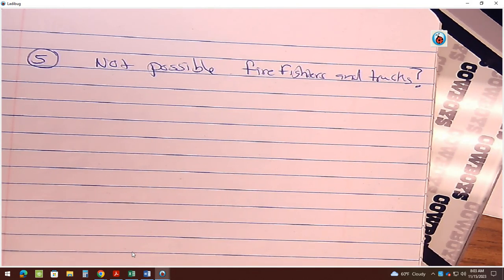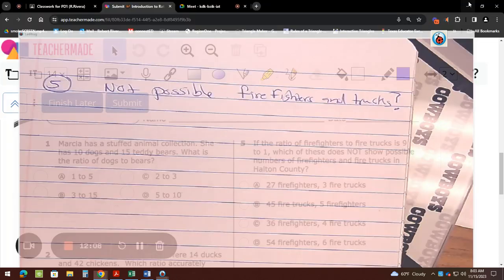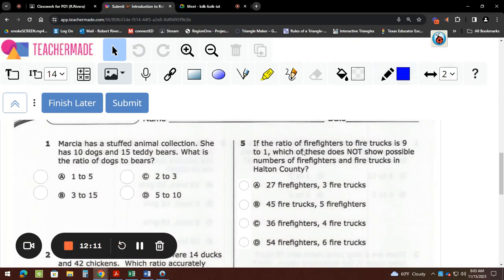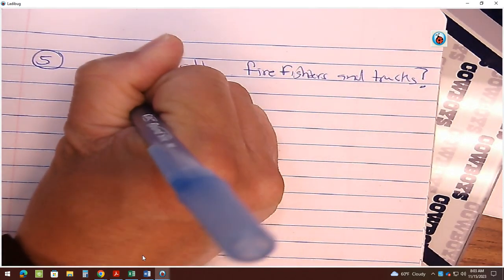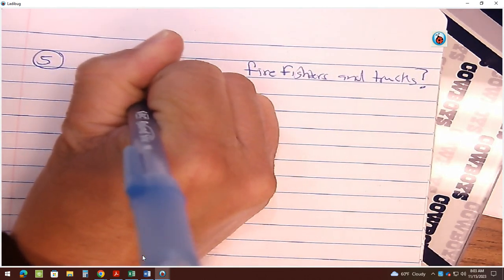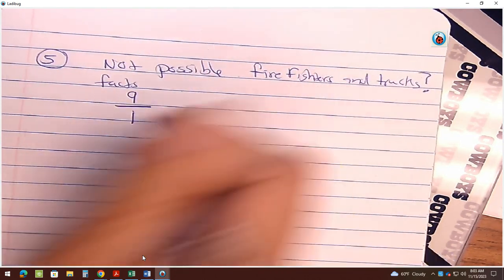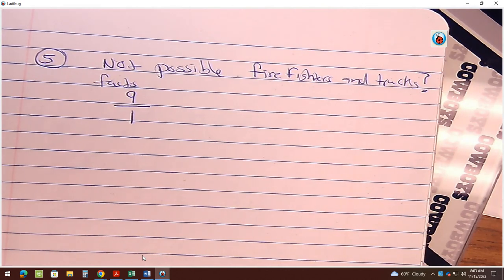That is the question. Now let me get the facts. The facts is that the ratio of firefighters to fire trucks is 9 to 1. So this time, do they want the ratio or they already gave it to you? They gave it to me. Ya te están diciendo the ratio of firefighters to fire trucks is 9 to 1. So the fact will look like this. They already told me that this is the facts. They already told you 9 to 1. Yes? Now I need to decide who's the 9 and who's the 1.